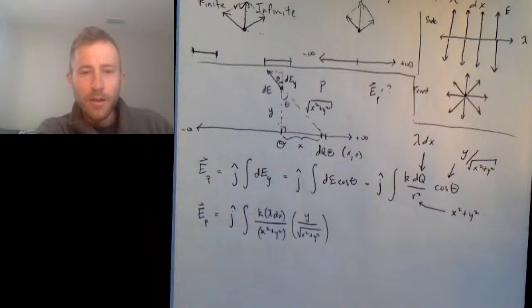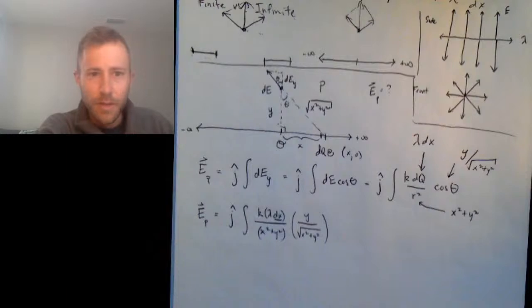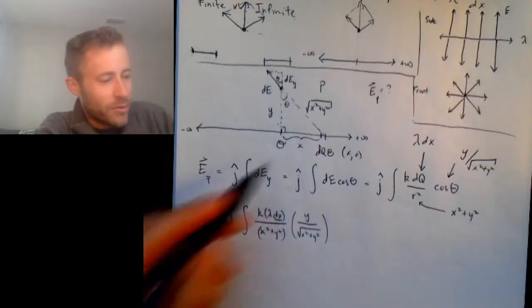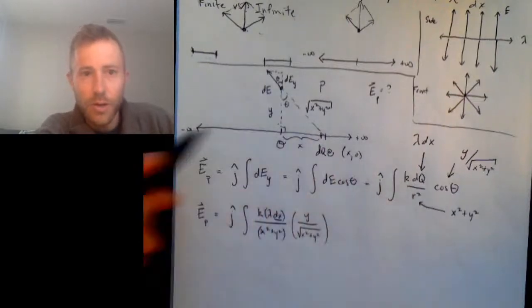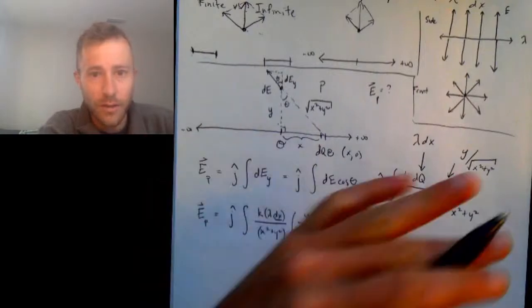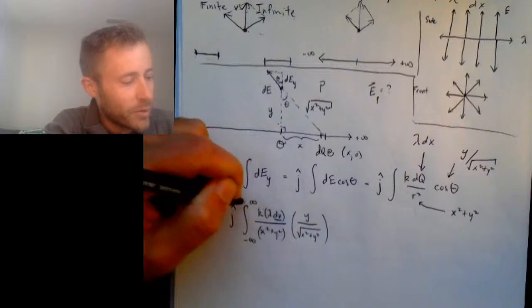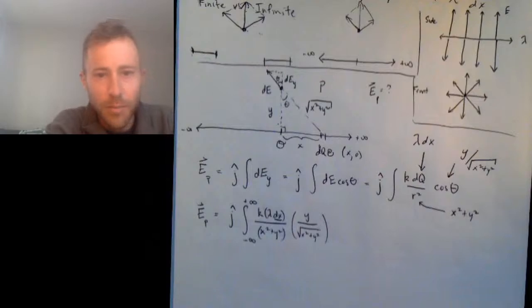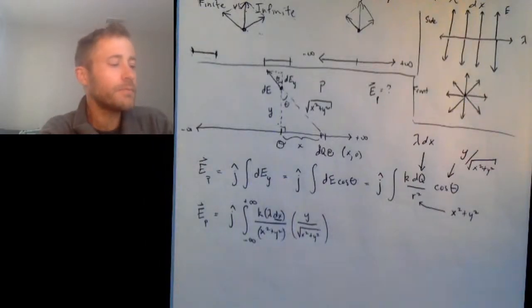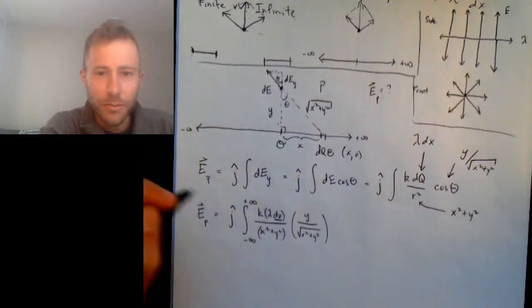Now our integration variable is x because it says dx there. Remember, x denotes position along this infinite line. So where does the infinite line begin and where does it end? Well, it begins at minus infinity and it ends at plus infinity. So this is another example of what's called an improper integral. Now what we want to do is simplify this as much as possible.